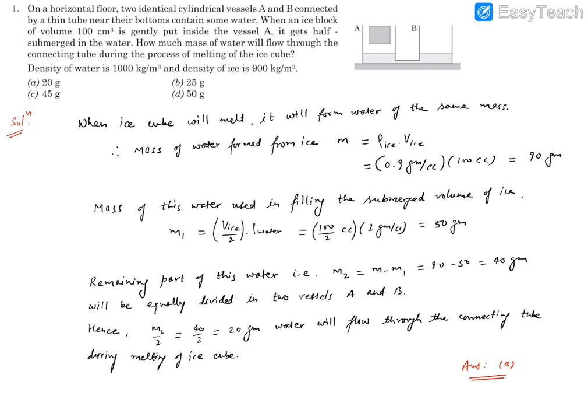Let's read it. It says on a horizontal floor, two identical cylindrical vessels A and B are connected by a thin tube near their bottoms and contain some water. When an ice block of volume given is gently placed inside vessel A, it gets half submerged in the water. How much water's mass will flow through the connecting tube during the process of melting of the ice cube? And the density of water is known to us, the density of ice is known to us.